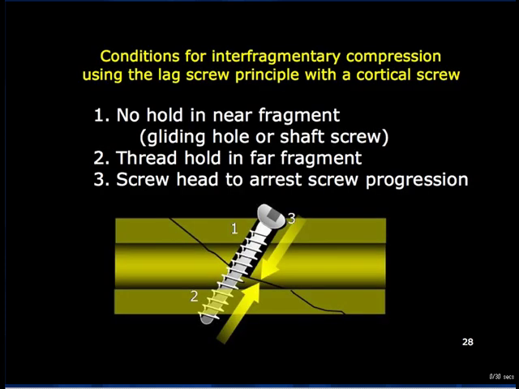As indicated here, to use a screw for the lag technique, 3 conditions need to be fulfilled. 1. The screw must not purchase in the near fragment, and so a gliding hole must be drilled in the near cortex. 2. The thread of the screw must purchase in the far fragment. 3. There must be a screw head to arrest screw progression. The screw can be a fully threaded cortical screw or a partially threaded cortical shaft screw.